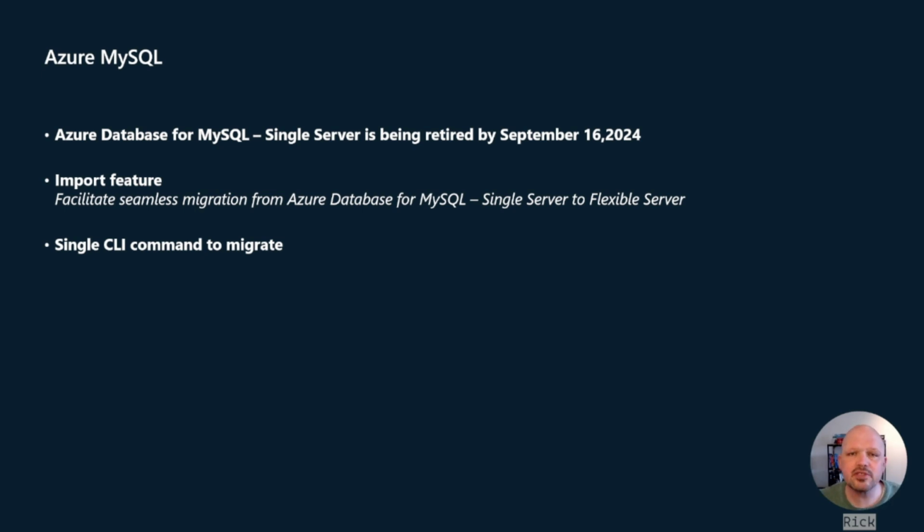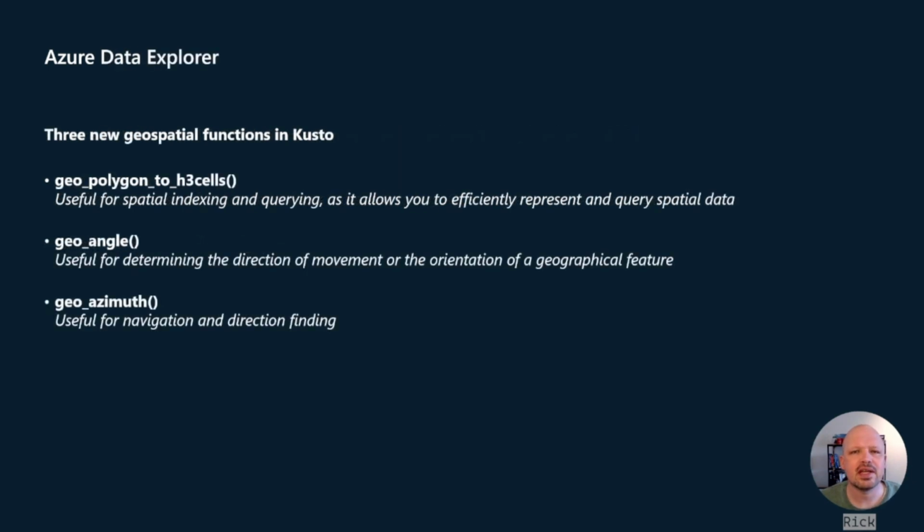And then next up, a service we haven't talked about too many times on this series yet, but we kind of should, because Data Explorer is a very impressive service for big data analytics and data storage. We now have 3 new geospatial functions in Kusto. One is for H3 cells, which means you can now convert a polygon into a set of H3 cells. And this is useful for spatial indexing and querying.